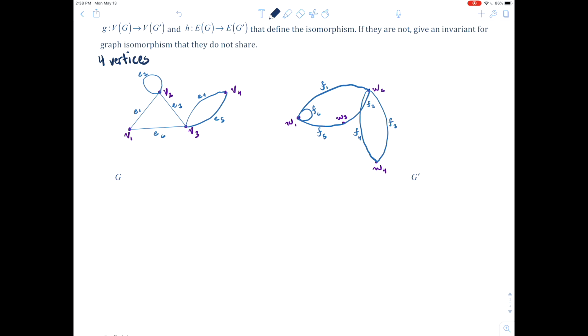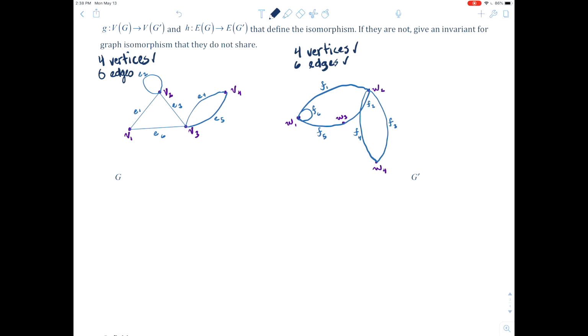And in graph G prime, there are, good, 4 vertices. So that checks out. And then how many edges in the first graph G? Beautiful, 6 edges. And 6 edges in G prime. So far, we're good, right?